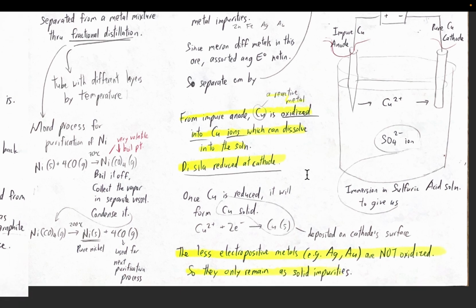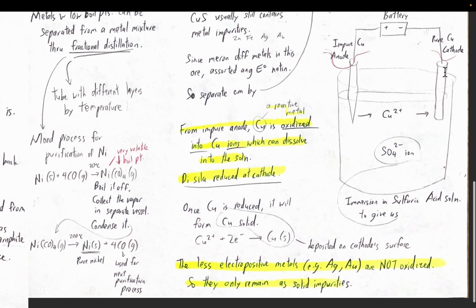Anyways, so once copper is reduced, it will form copper solid. When you undergo reduction, in the reactant side there are electrons, so the positive charge here will be removed, and you just have Cu, or just copper, no charge. And this copper solid is deposited on the cathode's surface.